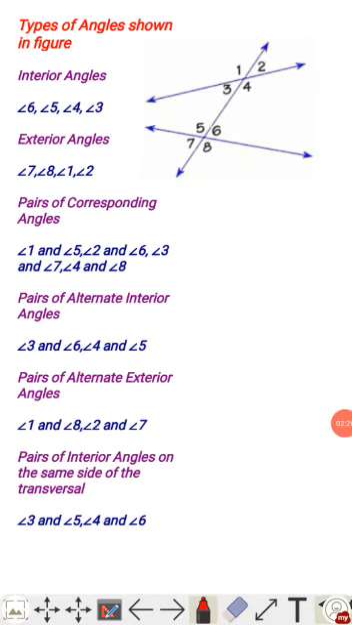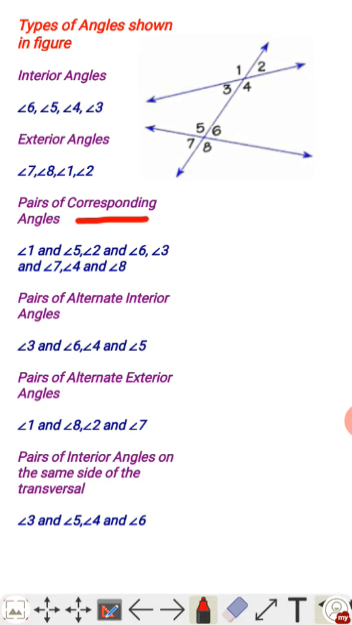Now the next is pairs of corresponding angles. Now what is a corresponding angle? The corresponding angles include different vertices. Also, they are on the same side of the transversal and they are in corresponding position. Corresponding position means above or below, or you can say left or right, in this way. Okay, so we will check for the pairs of corresponding angles.